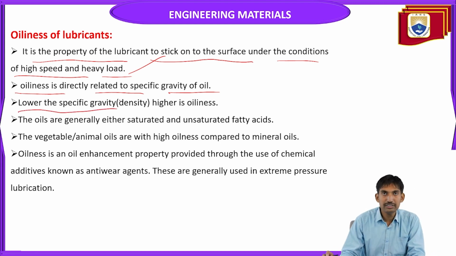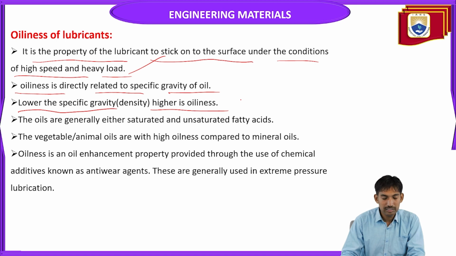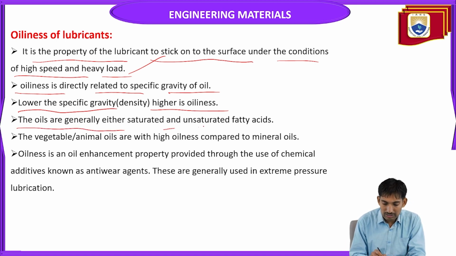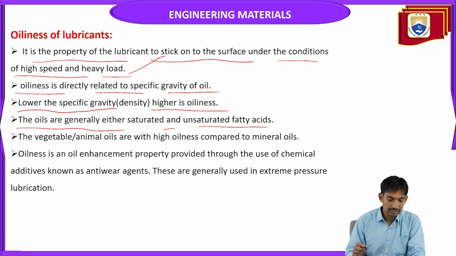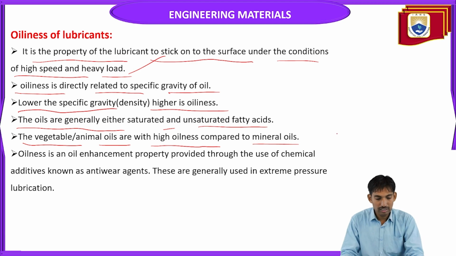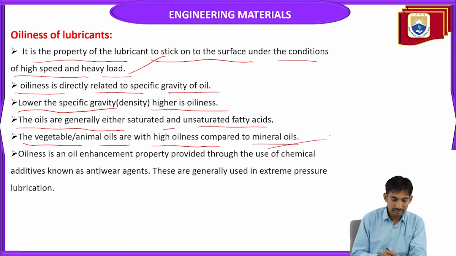The lower the specific gravity or density, the higher is the oiliness. The oils are generally made up of saturated and unsaturated fatty acids. The vegetable or animal oils contain higher oiliness compared to the mineral oils.